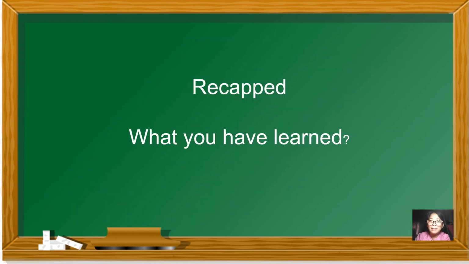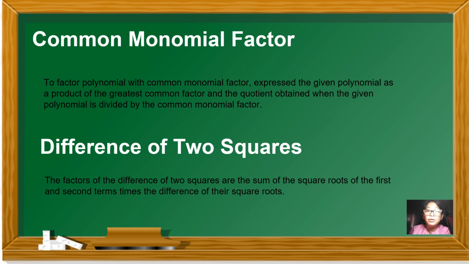Now, let's have the recap. Under the common monomial factor, you learned that to factor a polynomial with a common monomial factor, first you need to express the given polynomial as the product of the common monomial factor and the quotient obtained when the given polynomial is divided by the common monomial factor. So if you can recall, we get the GCF and then we divide the given by the GCF, so that is the other factor.